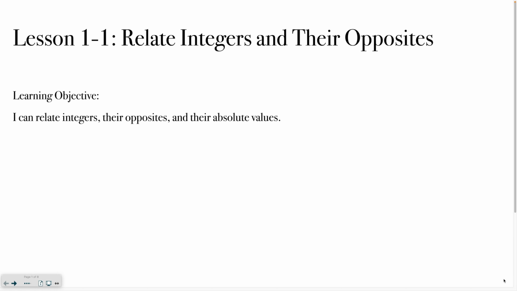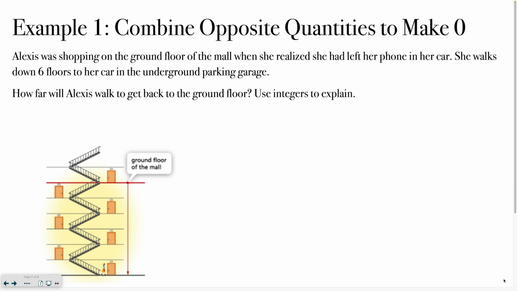Hello class, welcome to lesson 1-1, which is all about relating integers and their opposites. By the end of this lesson, you should be able to relate integers, their opposites, and their absolute values. Let's start with example 1, combining opposite quantities to make 0.